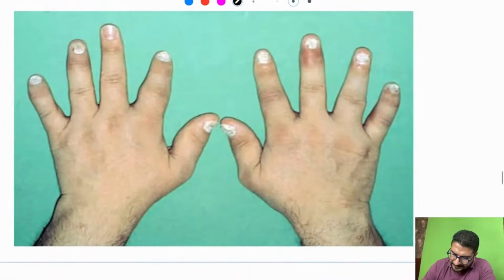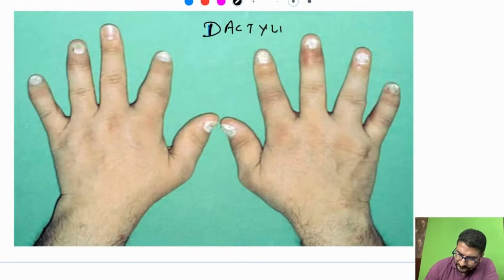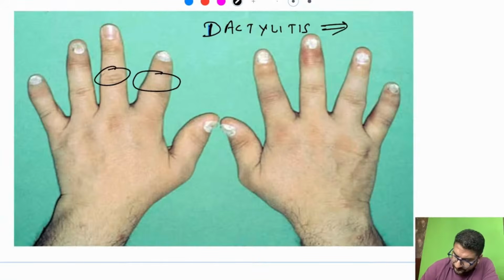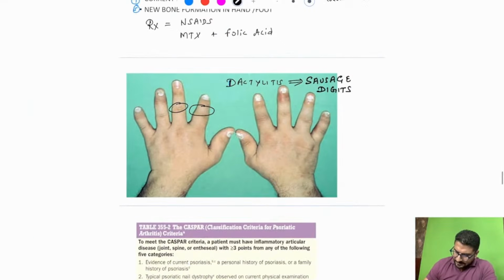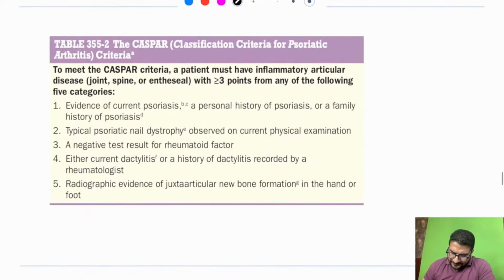So this is your, you can see dactylitis. Dactylitis means inflammation of fingers. So fingers become swollen, उंगलियां सूज जाती हैं. So these fingers, sometimes what we call them, sausage digits. ऐसे उंगलियों को क्या बोलते हैं? We call them as sausage digits. Done. So this is Casper criteria which we have discussed. Again a reference from Harrison. Casper criteria is used to diagnose psoriatic arthritis. Done. सेम चीज़ को हमने थोड़ा शॉर्ट में लिख दिया.